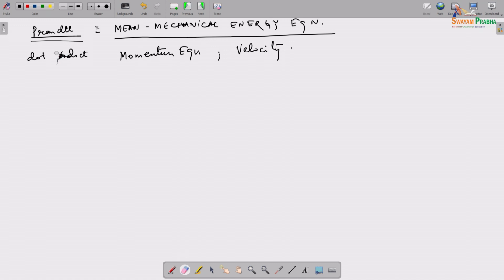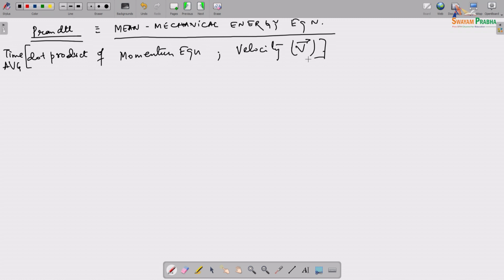So, this is a dot product of the momentum equation and a velocity. And we take a time average. So, essentially it is a time average of the dot product of momentum and velocity.